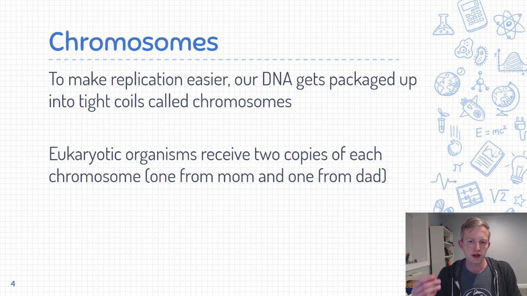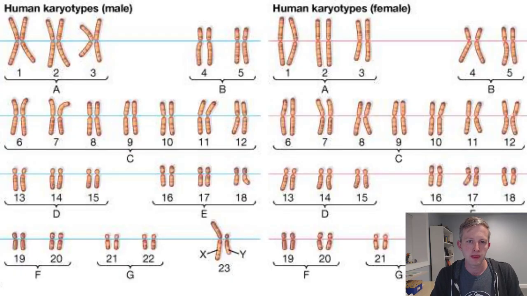So in eukaryotic organisms, we get 2 copies of every chromosome. That's what I was saying: 23 from your mom, 23 from your dad. Different animals, different plants, different fungi, bacteria, everything's got chromosomes, but different numbers of them, depending upon what types of genes and what kind of genetics you have.